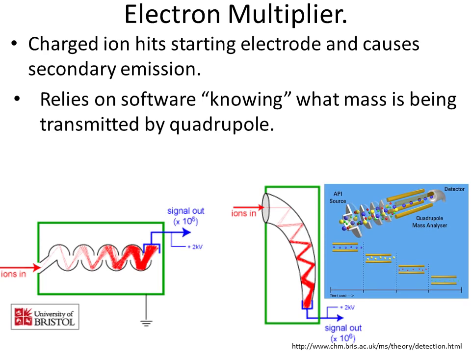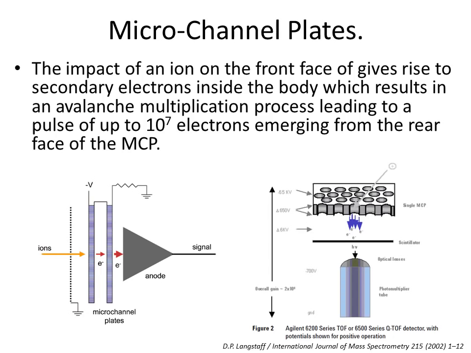Time of flight analyzers are coupled with microchannel plates. A charged ion hits the front of the plate and causes a cascade of electrons to hit an electrode, resulting in signal amplification. The mass is determined by measuring the time from the start signal, coinciding with the ions being pulsed by the pusher, and the ions of a single mass hitting the detector.